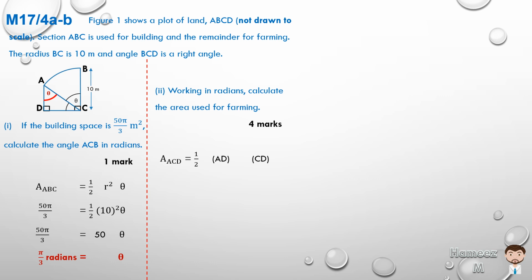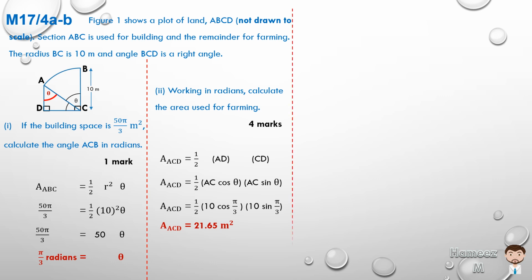So we know AC, so let's substitute accordingly. The area of ACD is equal to half times AC cos theta, because AC cos theta is AD, the adjacent, times AC sin theta, which gives us the opposite. So one gives us the base and one gives us the height. If we substitute, because we know AC is 10, that's going to give us half times 10 cos pi on 3 by 10 sin pi on 3, which works out to be, using our calculators, 21.65 meters squared.